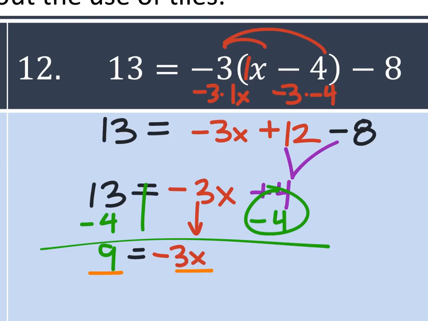Well, we'll divide both sides by the coefficient of negative 3 to make the coefficient of x a 1, the phantom 1. x equals negative 3.